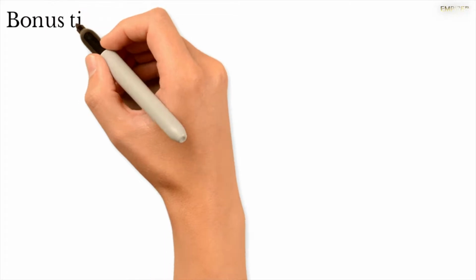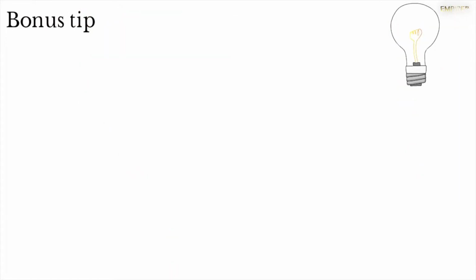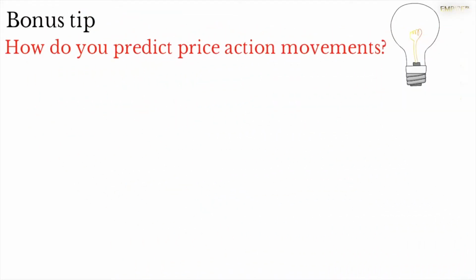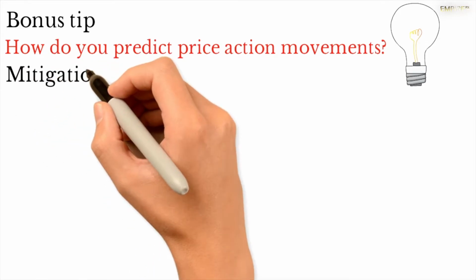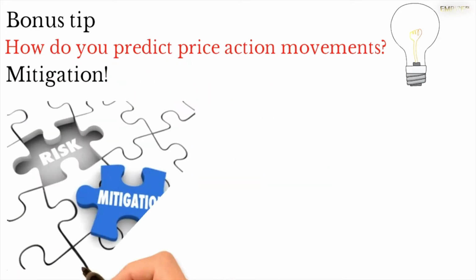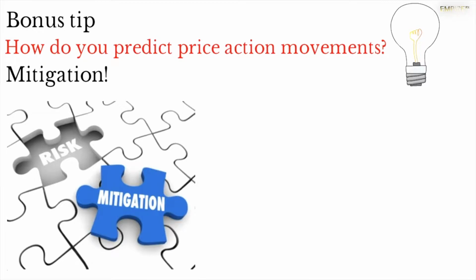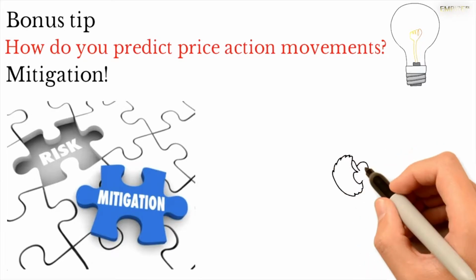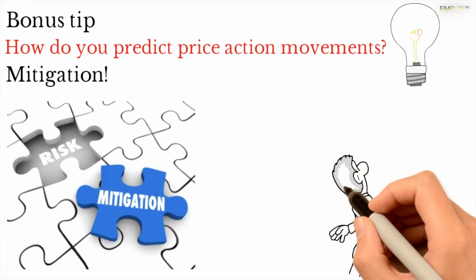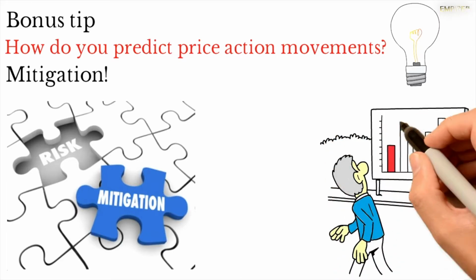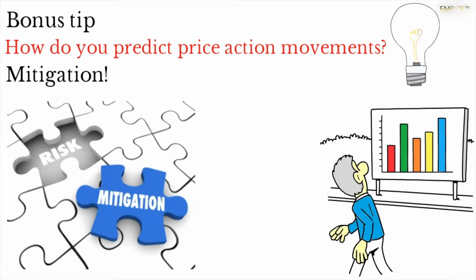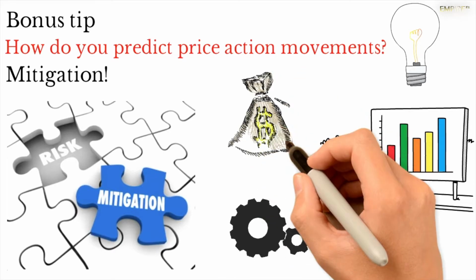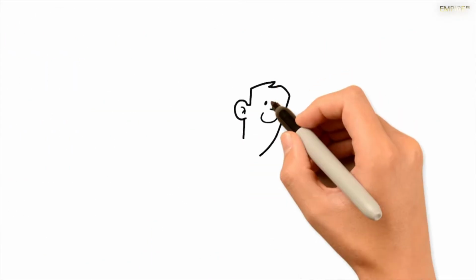I'm going to give you one more bonus tip. How do you predict price action movements? Mitigation. Mitigation means price is filling an order block, breaker block, or imbalance. This means price action will gravitate to a certain key area before looking for a reaction in the market. You can follow the transfer of money to these mitigation levels.